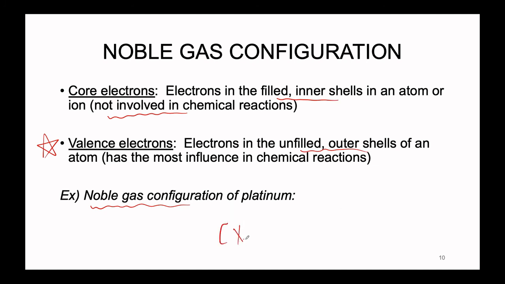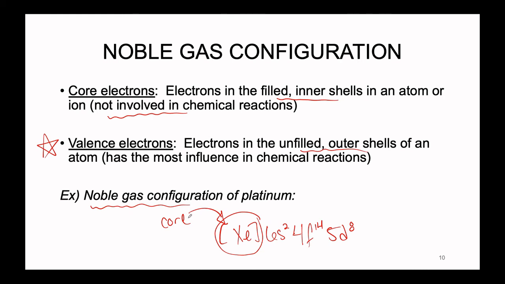So we're coming back to this slide. I'm going to rewrite xenon 6s2, 4f14, and then 5d8, where your core electrons, these ones in the filled inner shells that are not going to be involved with chemical reactions, are these electrons right here. This is the core. Your valence electrons are in the unfilled outer shells.